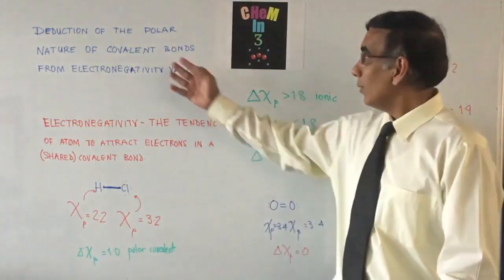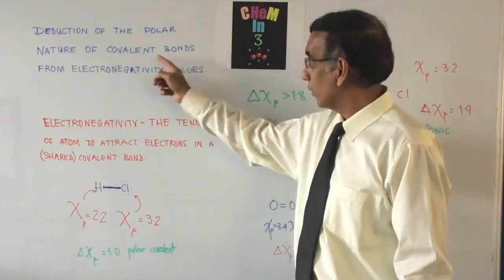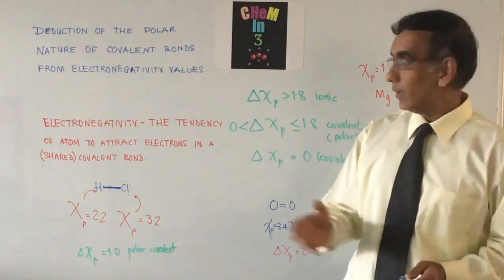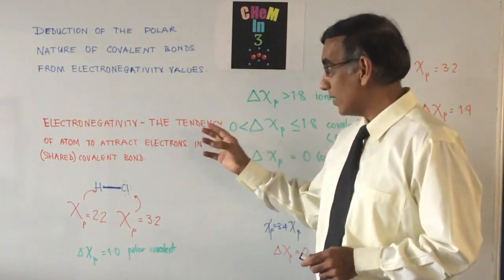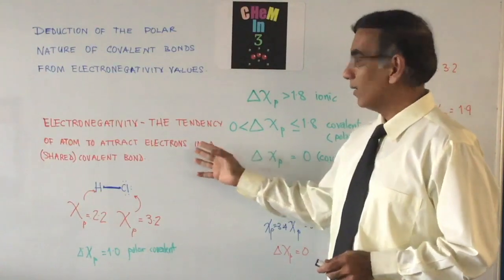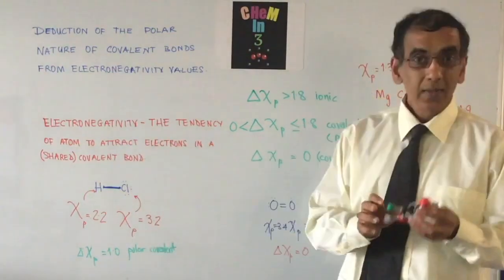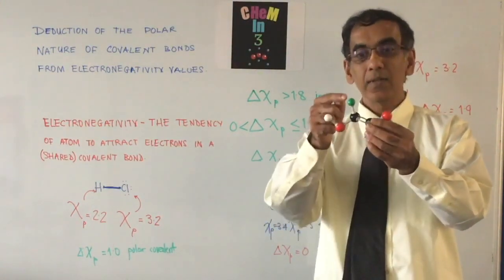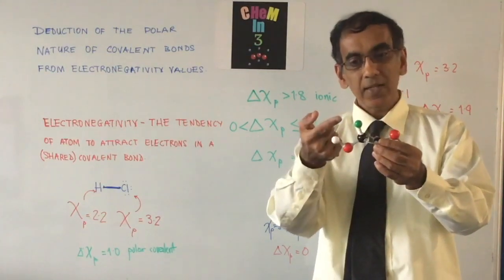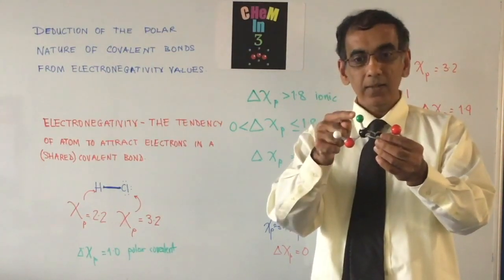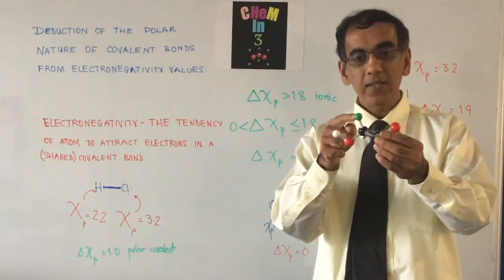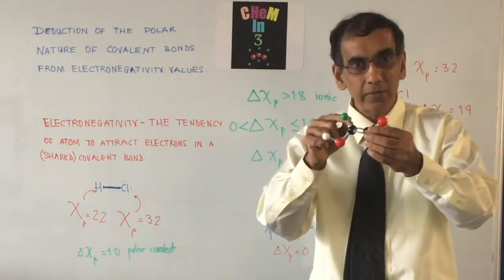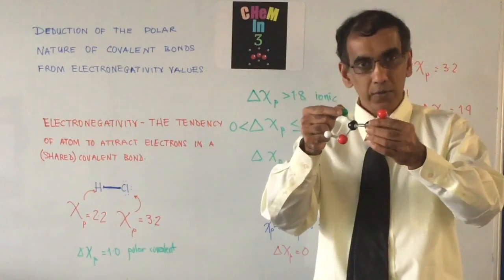Welcome again. Today we look at the deduction of the polar nature of covalent bonds from electronegativity values. And first we must recall that electronegativity is the tendency of an atom to attract electrons in a shared covalent bond. So when you have a molecule like this one, the electronegativity of this green atom, let's say it's chlorine, is the tendency of this chlorine atom to attract and to keep the shared pair of electrons in this covalent bond closer to itself.